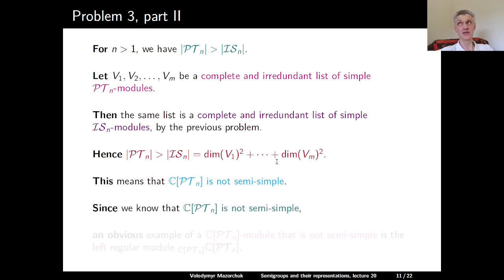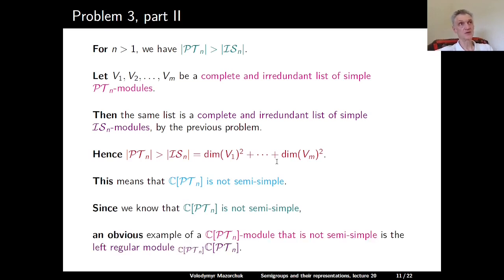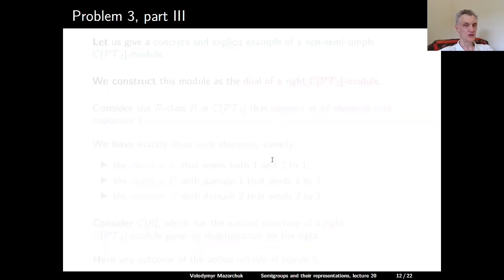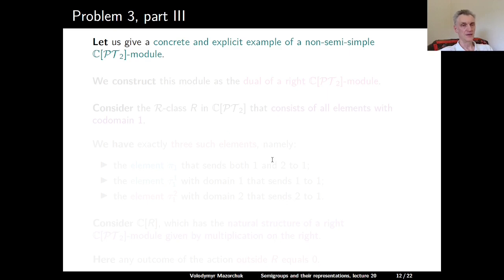And since we know that we have an algebra which is not semi-simple, a very obvious example of a non-semi-simple module is the regular module. An algebra is semi-simple if and only if its regular module is semi-simple. So we have a general example: if we take the left regular module over CPtn, we will get a non-semi-simple module. Here is a more concrete example for the very particular semigroup Pt2. So Pt2 has 9 elements, but we will construct an example of a 3-dimensional non-semi-simple module.